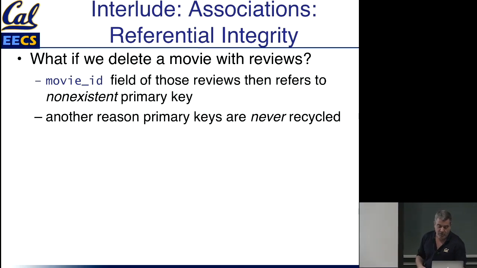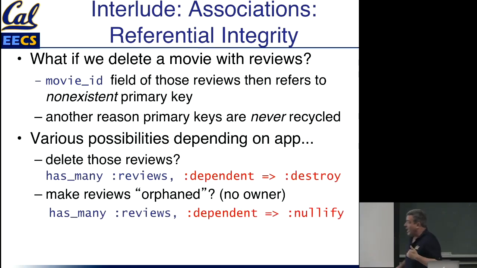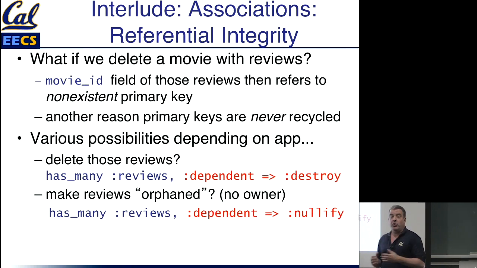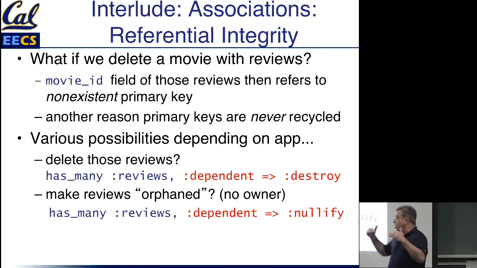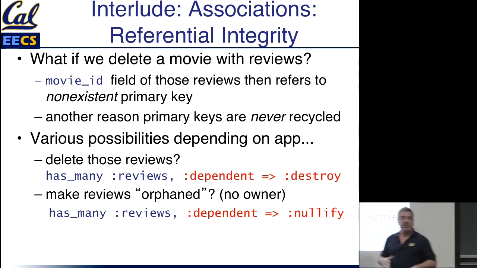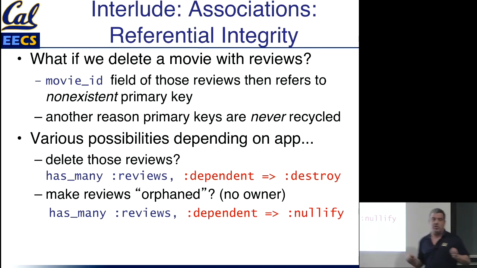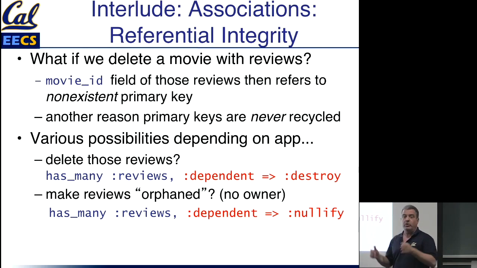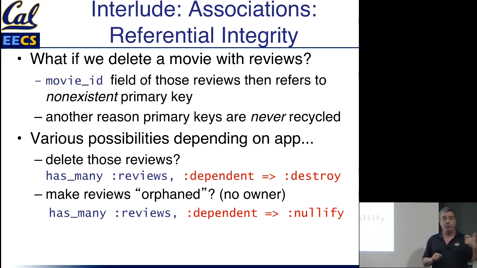So what can you do? It depends on what the app is supposed to do, but if the goal is that when a movie is deleted, all of its owned objects, in this case reviews, should also be deleted, then when you say has many reviews, you can add this qualifier that says dependent destroy. That means that if the movie gets deleted, automatically without you doing anything, all of the reviews associated with it also get deleted. So that ensures that you will never have a review whose movie ID has a value that corresponds to no existing row in the movies table.